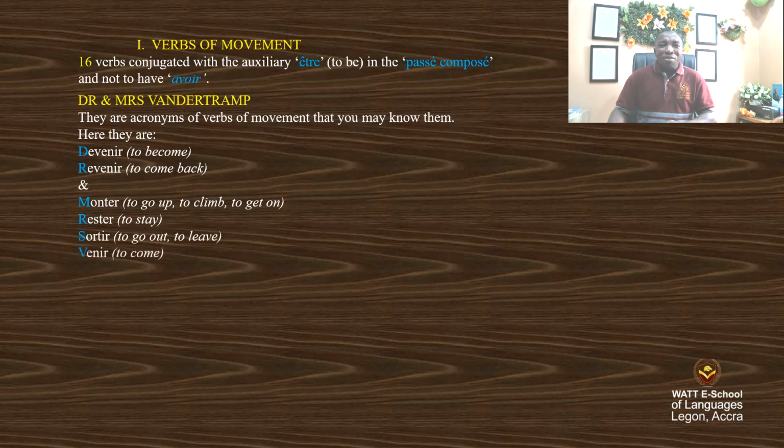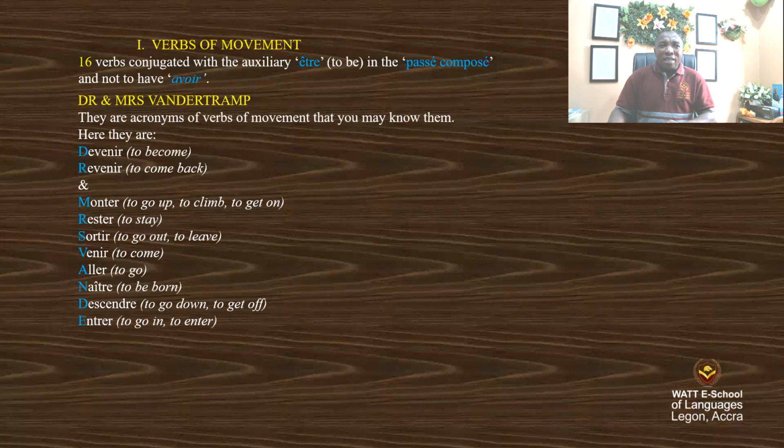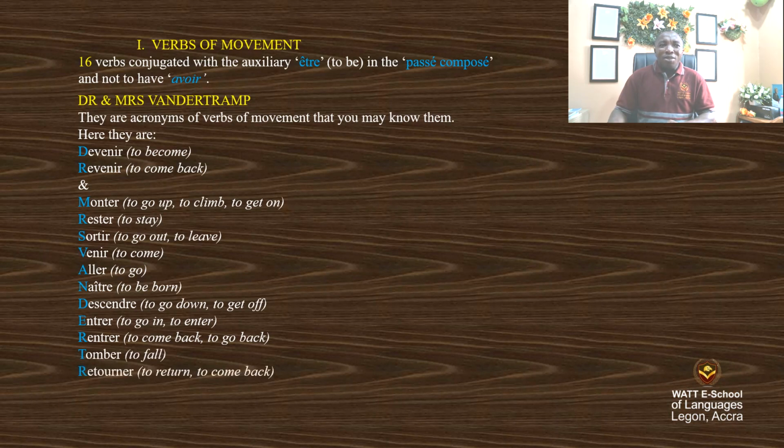Now Van der Trump, we have venir, to come, aller, to go, naître, to be born, descendre, to go down or to get off, entrer, to go in or to enter, rentrer, to come back or to go back, tomber, to fall, retourner, to return or to come back, and arriver, mourir, partir, that is the AMP. Arriver, to arrive, mourir, to die, partir, to leave. So these are the verbs of Dr. and Mrs. Van der Trump. They are movement verbs.